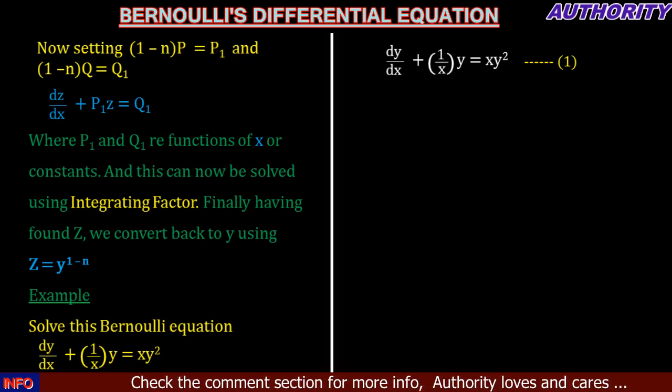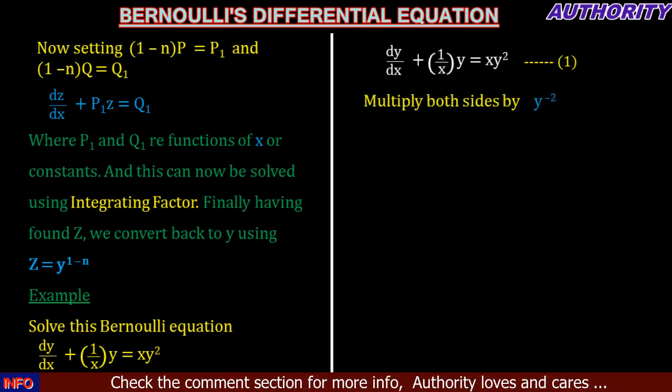The first thing we want to do is make it look like a linear differential form. And what disqualifies this equation from being linear differential form is this y squared. So we want to remove this y squared. First, to remove this y squared, we multiply through by y raised to power minus 2. Pay attention to this y raised to power minus 2. Okay? So when we multiply through, what are we going to have?